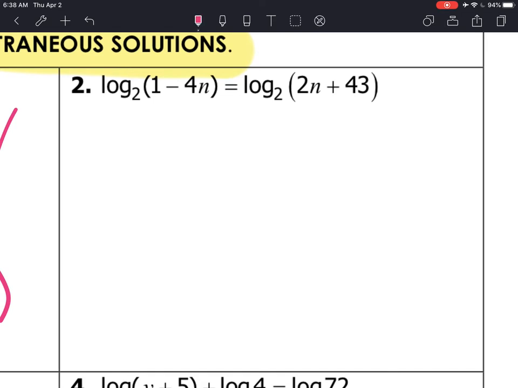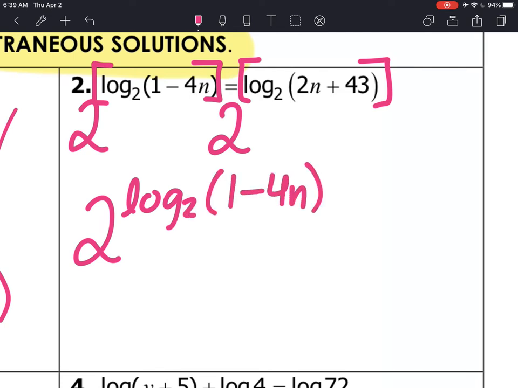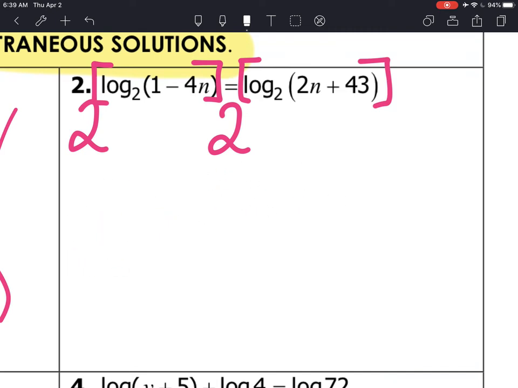So you might be wondering, how is this even possible? Well, the correct way of solving logs is to do the opposite of log, which is exponent. So the proper way would be 2 to the power of log base 2 of 1 minus 4n, and 2 to the power of log base 2 of 2n plus 43. So that means this 2 is huge, and I made the equation into an exponent. Okay, so just to explain what I did there. That's why the 2 looks so comically big.